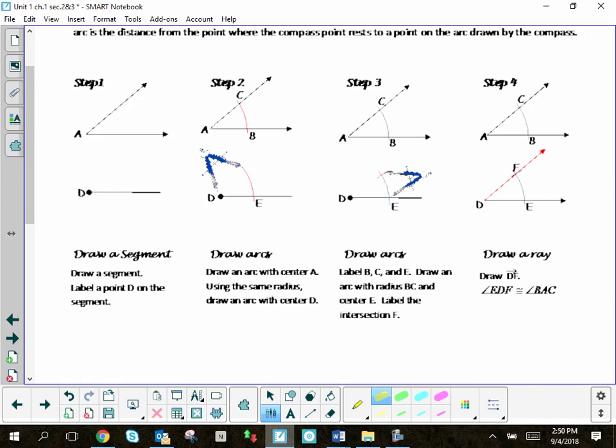You'll first start off with a ray, down here. Then you'll make an arc on the angle that we're copying and make that same arc on the ray that we started. Then you'll measure from C to B with your compass, and then you'll come down here at E and make an arc there. After that, you'll get your ruler and just connect from D through that intersection point. Okay, so let's practice it together.